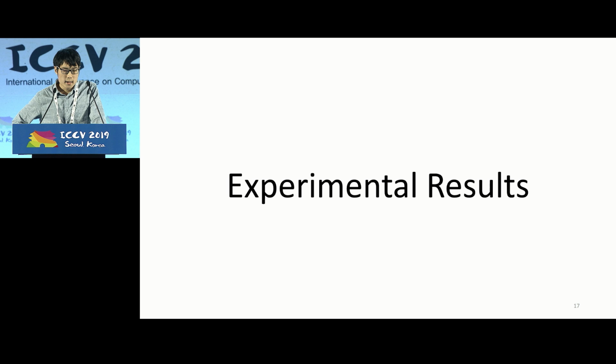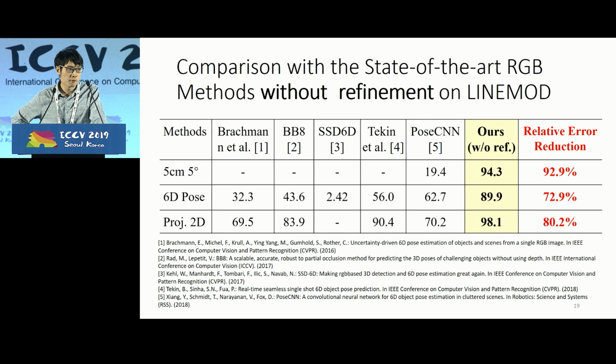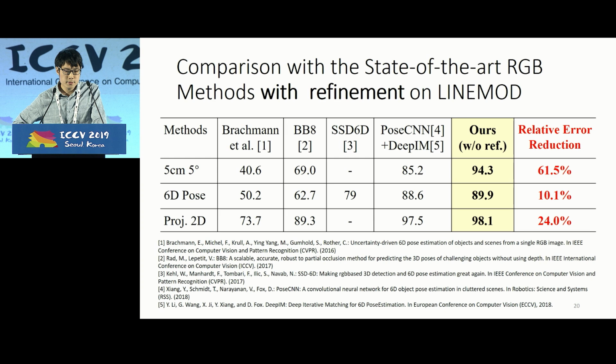We evaluate our method on the LineMOD and Occlusion LineMOD datasets. When compared with the state-of-the-art RGB-based methods without refinement on LineMOD, our method without refinement surpassed them evidently on all metrics. Here, all metrics are related to pose estimation accuracy. When compared with other state-of-the-art RGB methods with refinement by using depth or other methods, our method without post-refinement still surpassed them evidently on all metrics.